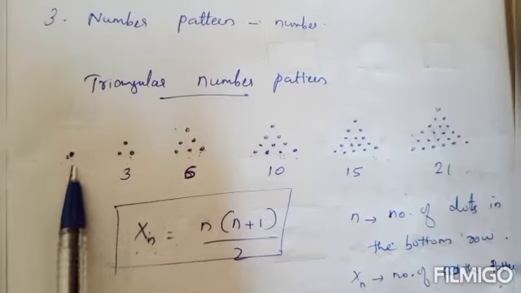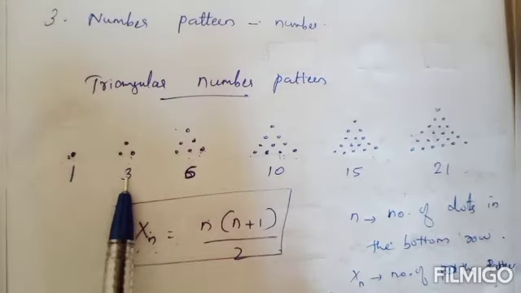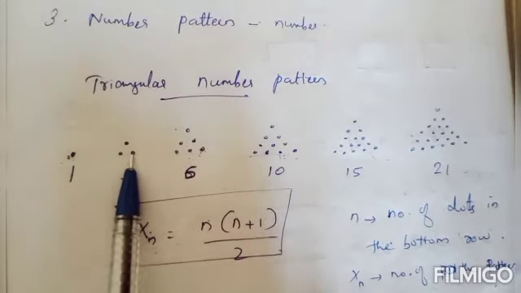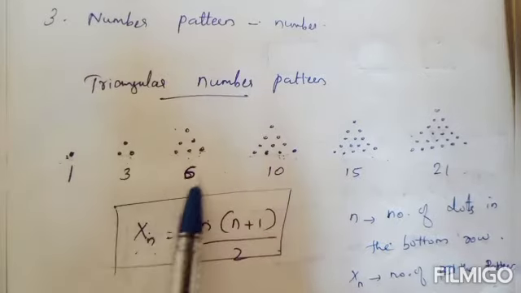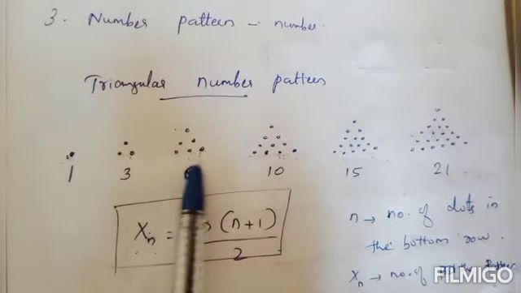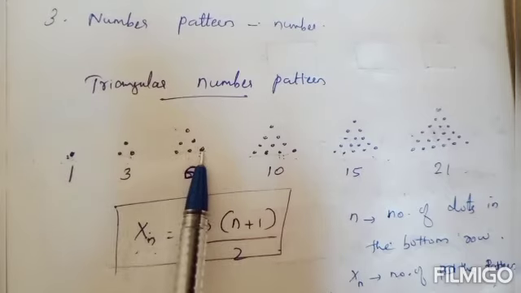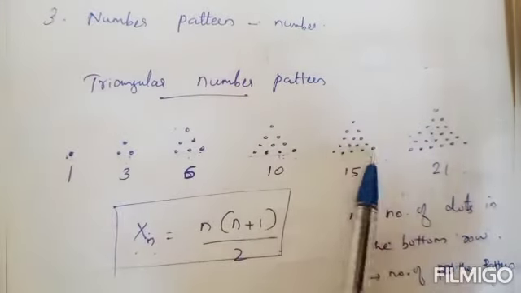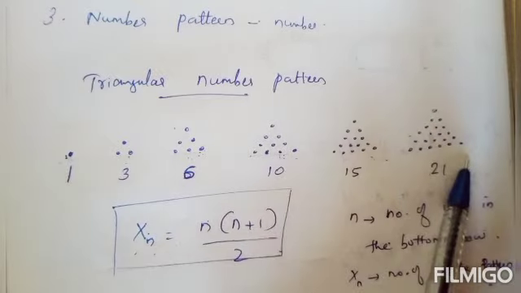In the first unit, 1 dot. In the second unit, in the bottom line it will be 2 dots. Now in the third unit, in the bottom line it will be 3 dots. Fourth unit 4 dots, fifth unit 5 dots, sixth unit 6 dots.